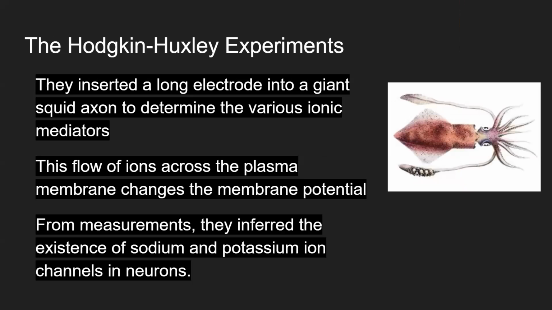In the Hodgkin-Huxley experiment, they inserted a long electrode into a giant squid axon to determine the various ionic mediators. They used giant axons because squids had axons large enough to manipulate with their specially built glass electrodes. This flow of ions across the plasma membrane changes the membrane potential. From the measurements, they inferred the existence of sodium and potassium ion channels in neurons.